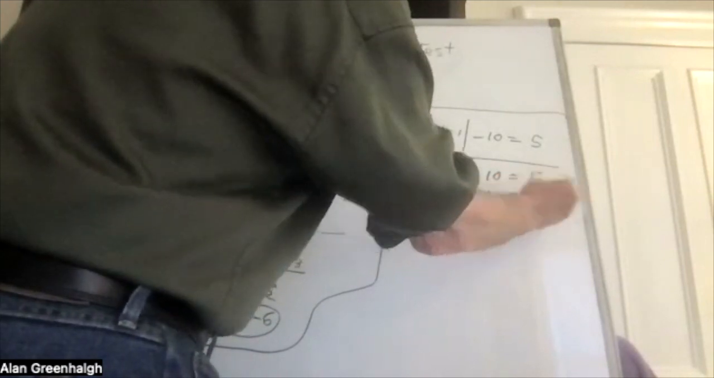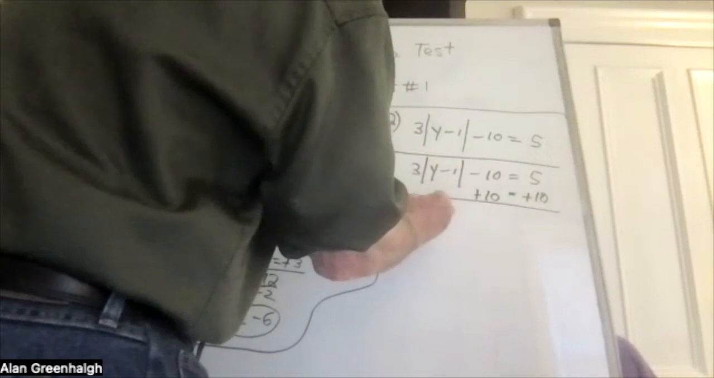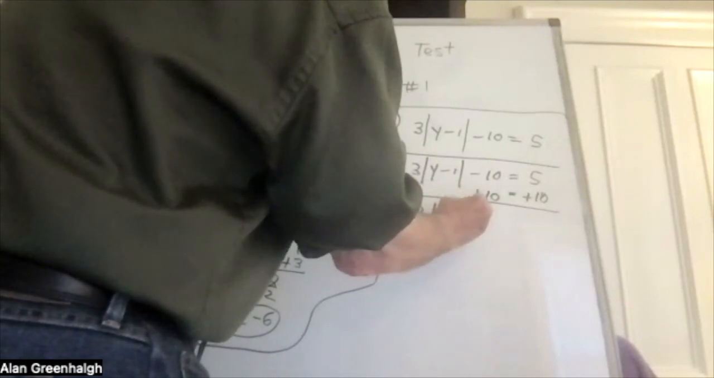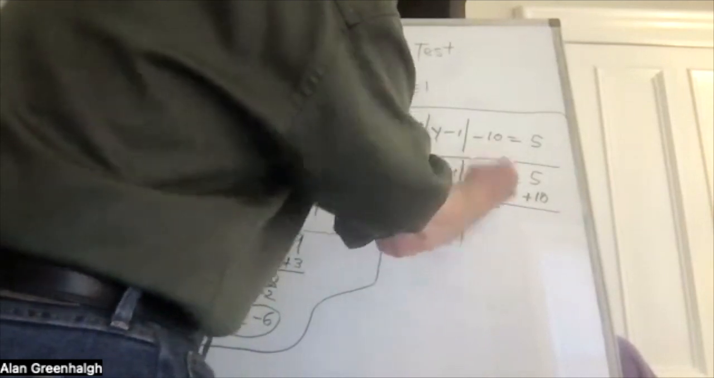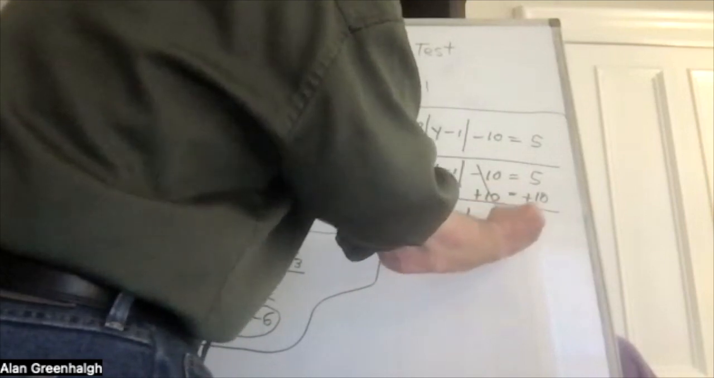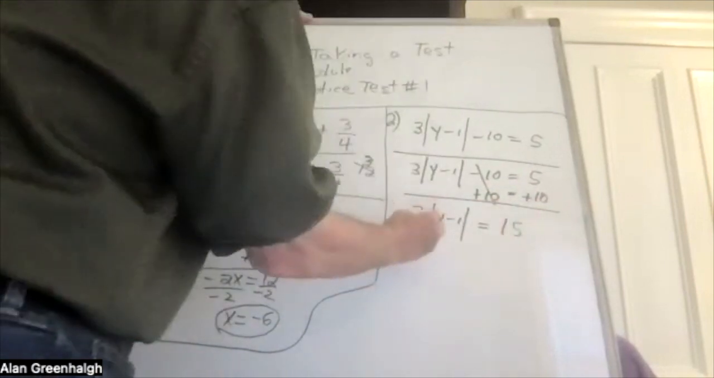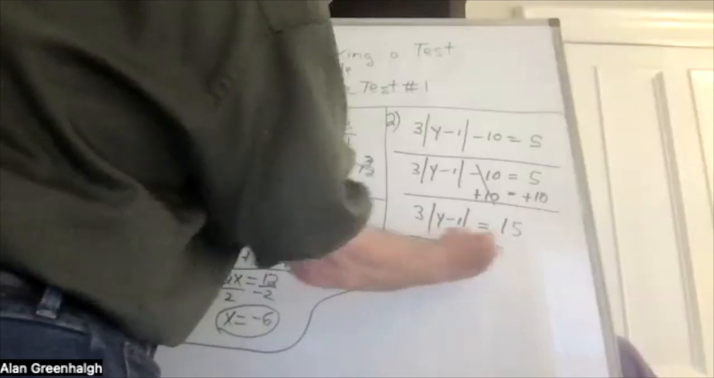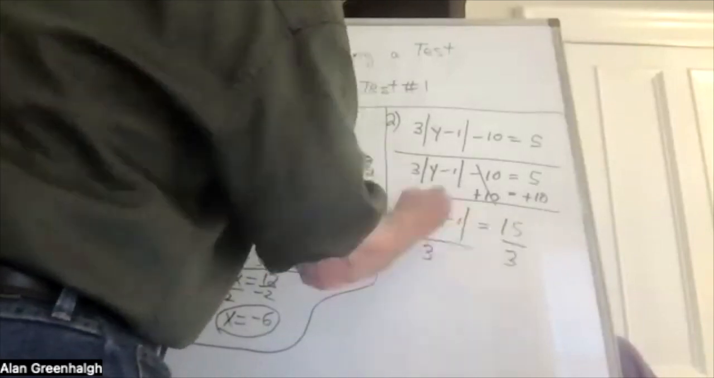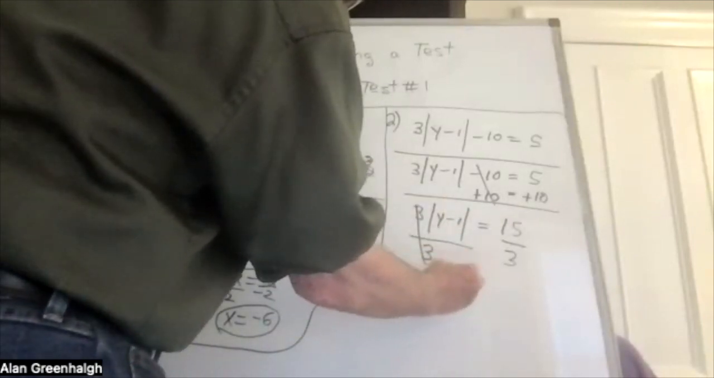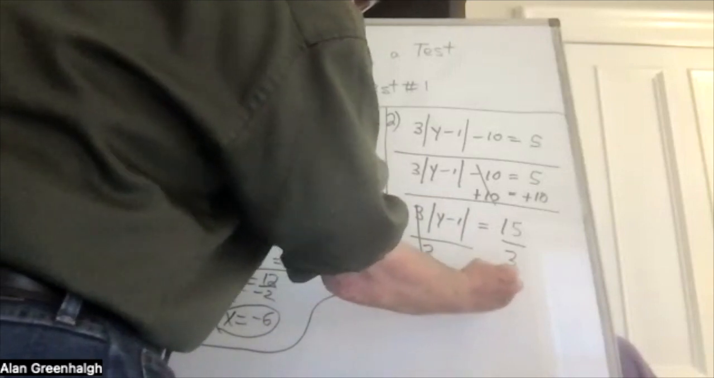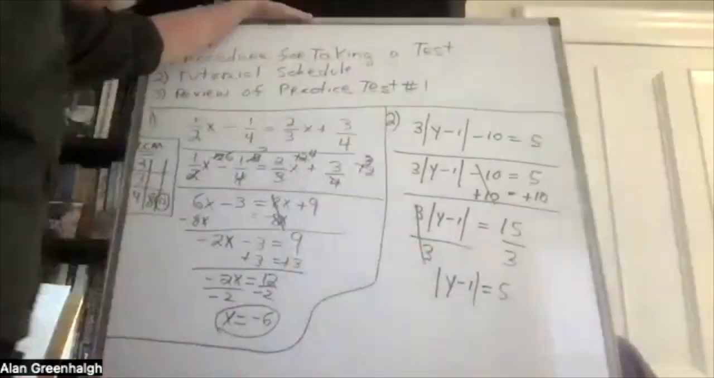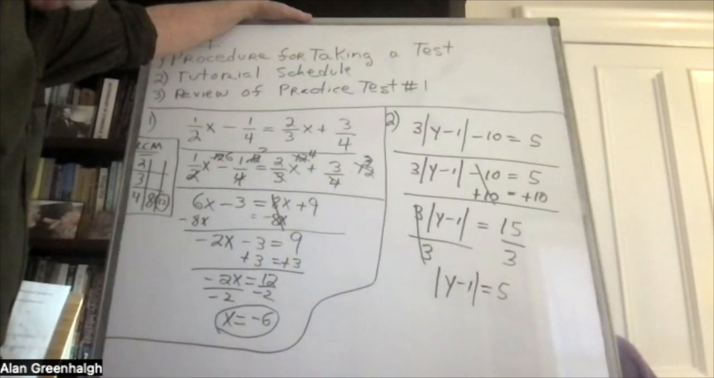So we do this first. And we get 3 times the absolute value of y minus 1, that drops out, equals 15. Divide by 3. The absolute value of y minus 1 equals 5. And I'm checking my work.